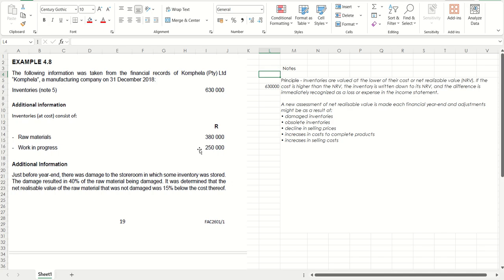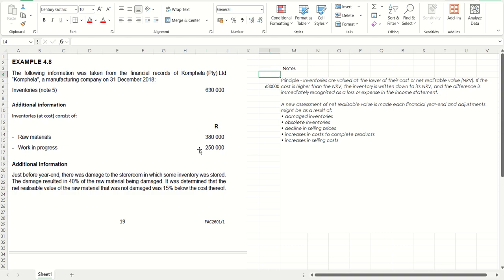Then again, it's just another extract from the study guide, and it's more about the triggers. How do you identify the need for the write-down? They say that a new assessment of net realizable value is made at each financial year end, and adjustments might be a result of damaged inventories, obsolete inventories, a decline in selling prices, an increase in the cost to complete the products, and increases in the selling cost. Those are the triggers that will need a write-down.